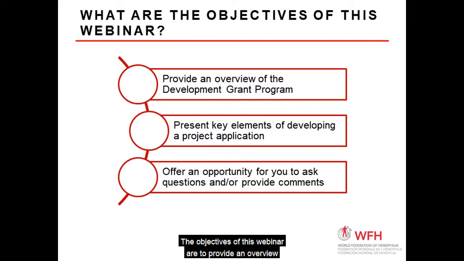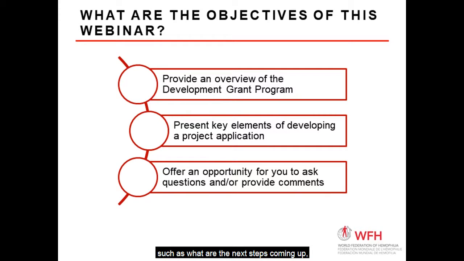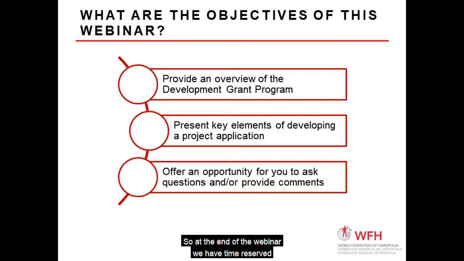The objectives of this webinar are to provide an overview of the Development Grant Program, including the application process, the selection criteria, and other useful information, such as what the next steps are and what kind of activities can be funded or not. I will cover that part of the presentation. Then the second and main objective of the webinar today is to present the key elements of developing a project application or a proposal. And Dawn will be the main presenter for that part of the webinar. Last but not least, we would like to offer you an opportunity to ask questions and or provide comments. So at the end of the webinar, we have time reserved for the Q&A session.